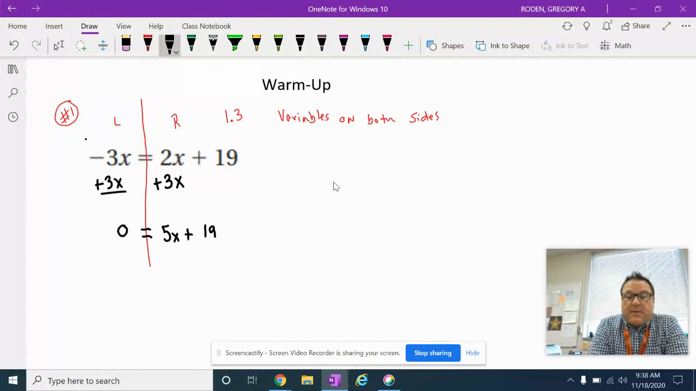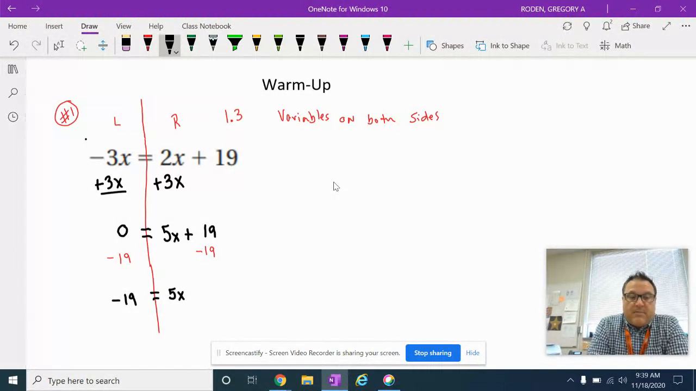Now I'm going to solve. I'm going to get rid of all addition and subtraction. Well, what's being added or subtracted to the x? Well, I'm adding 19. So now I'm going to subtract 19 from both sides. Okay. So what would happen next? Well, if I take 0 and subtract 19, I get negative 19 equals 5x.